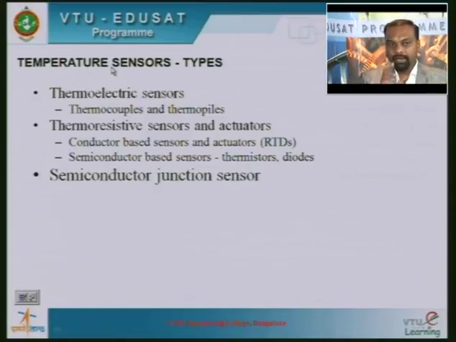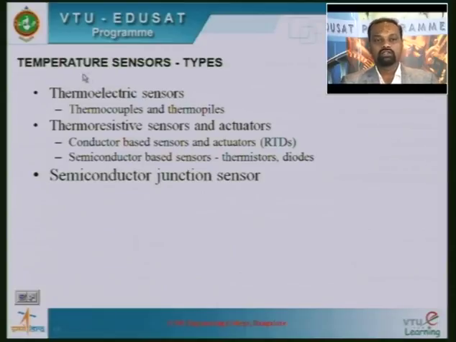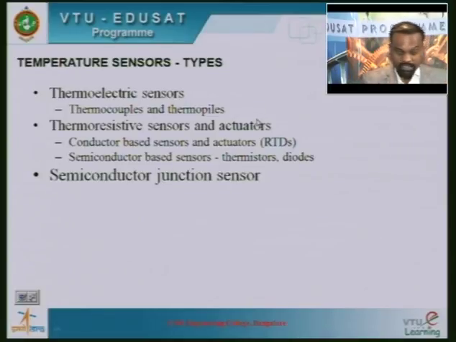Okay, so temperatures can be measured using 2 or 3 important factors. One is thermoelectric sensor, thermoresistive sensor, and semiconductor junction sensors. So if at all you want to measure temperature, there are 3 ways to measure temperature. Okay, the first property is thermoelectric, thermoresistive, semiconductor junction sensors. Now what is thermoelectric?